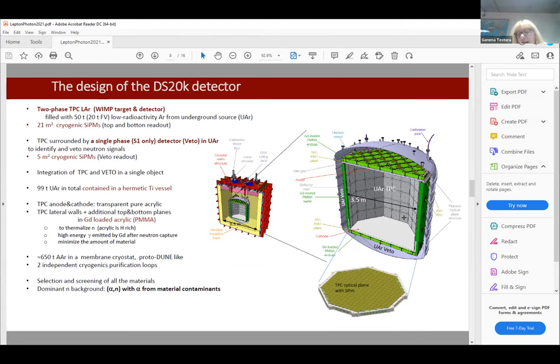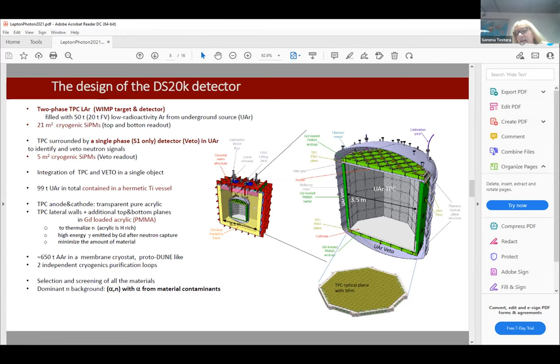The TPC is filled with argon of underground source, and around the TPC we have again underground argon, which is the veto. So the sensitive part and the veto part are all based on underground argon: double phase for the TPC, single phase for the veto detector, and everything is contained within a titanium vessel. This is a vessel, not a cryostat, because around this vessel we have another bath of argon, but this time it is argon of atmospheric source, so not depleted of the radioactive isotope. And everything is contained inside a big cryostat of a type used by ProtoDUNE.